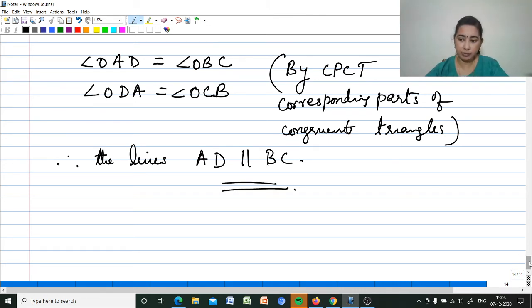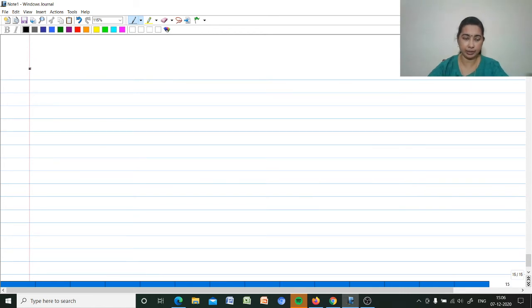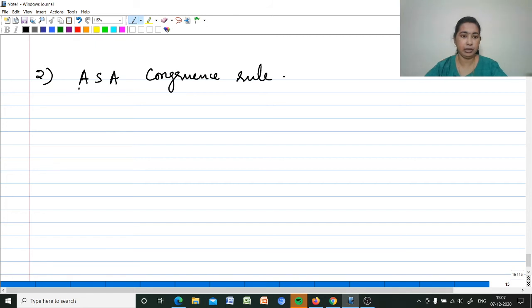Now the second one which we have to study is the second congruence rule, the ASA congruence rule. So how can we prove that two triangles are congruent? Two triangles are congruent by the second rule, that's called the ASA rule. What do you mean by ASA rule? If two angles and one side of two triangles are the same, then we say that those two triangles are congruent using ASA. That means two angles and one side.